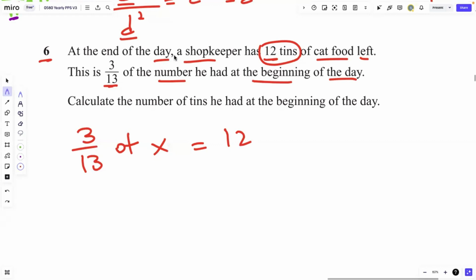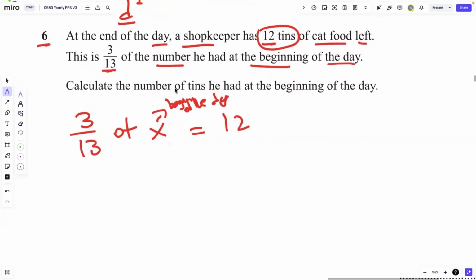Let's read it again. At the end of the day, a shopkeeper has 12 tins of cat food left. So that's the amount of tins he has at the end of the day. This is 3/13th of the number he had at the beginning of the day. It's 3/13th of something that was at the beginning of the day. This is at the beginning of the day. It's x, beginning of the day.